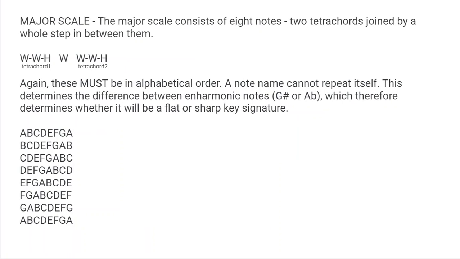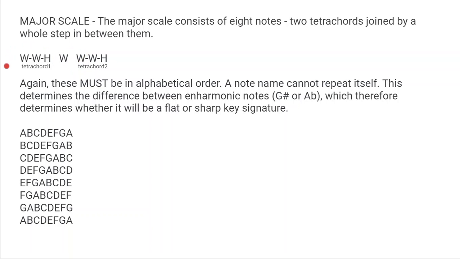Next, we are going to look at how a major scale is made. The major scale consists of 8 notes, whereas the tetrachord was 4 notes. The major scale is 8 notes, not 8th notes, 8 notes. A major scale is made by 2 tetrachords that are joined together by a whole step in between them.